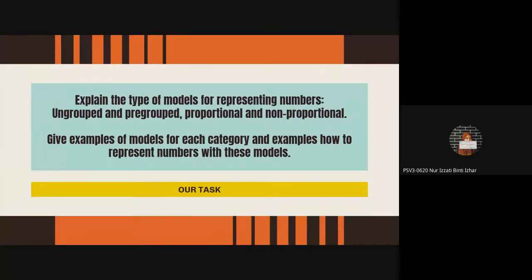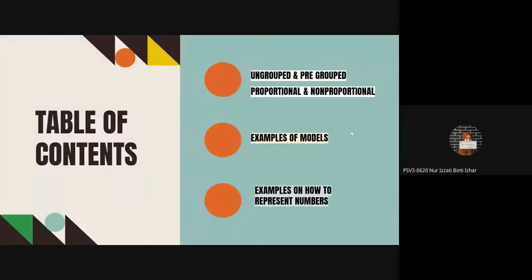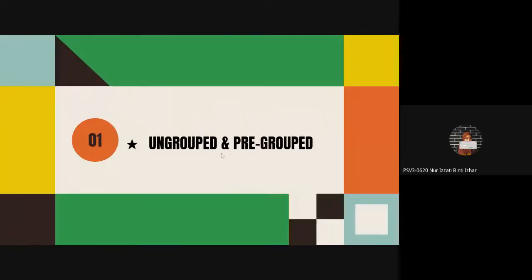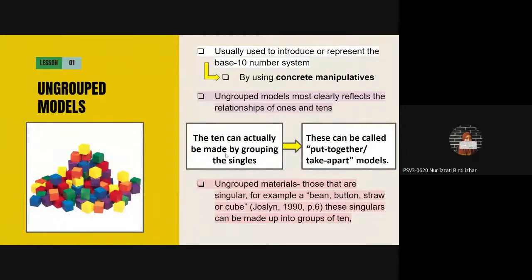Our task is to explain the types of models for representing numbers, which are ungrouped and pre-grouped, proportional and non-proportional, and give examples of models for each category and examples of how to represent numbers with these models. Okay, next. First things first, we're going to look at the contents of the ungrouped models.